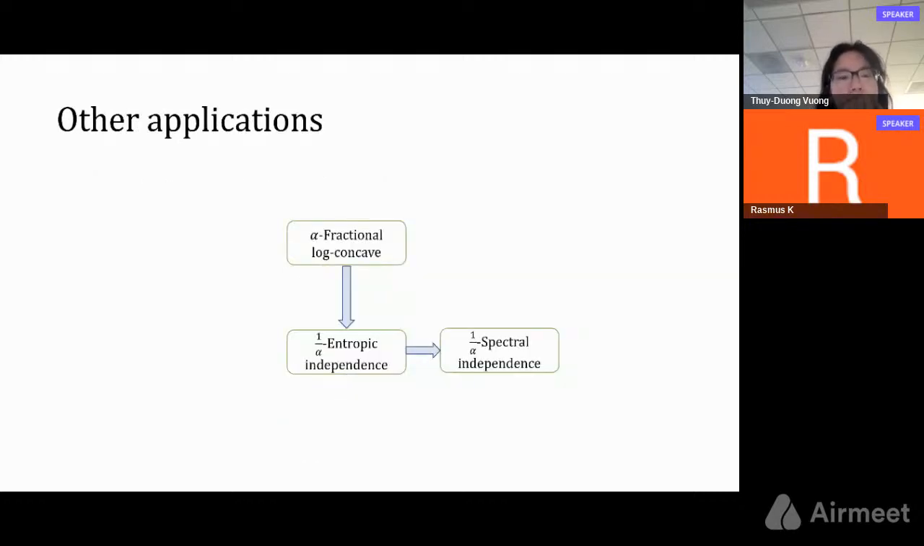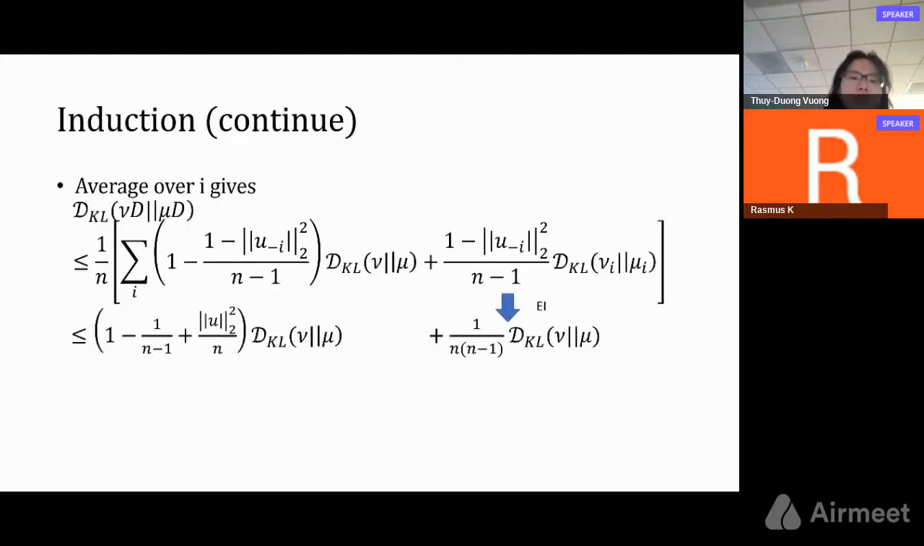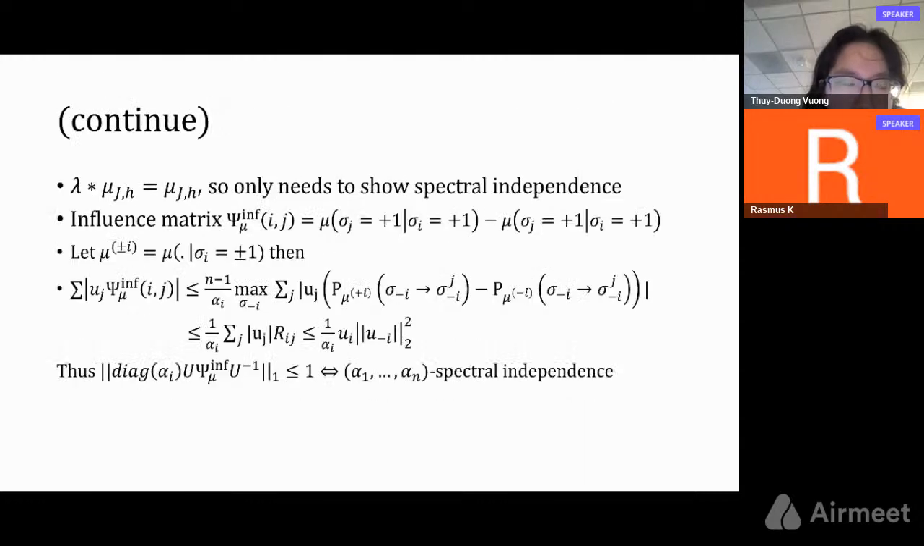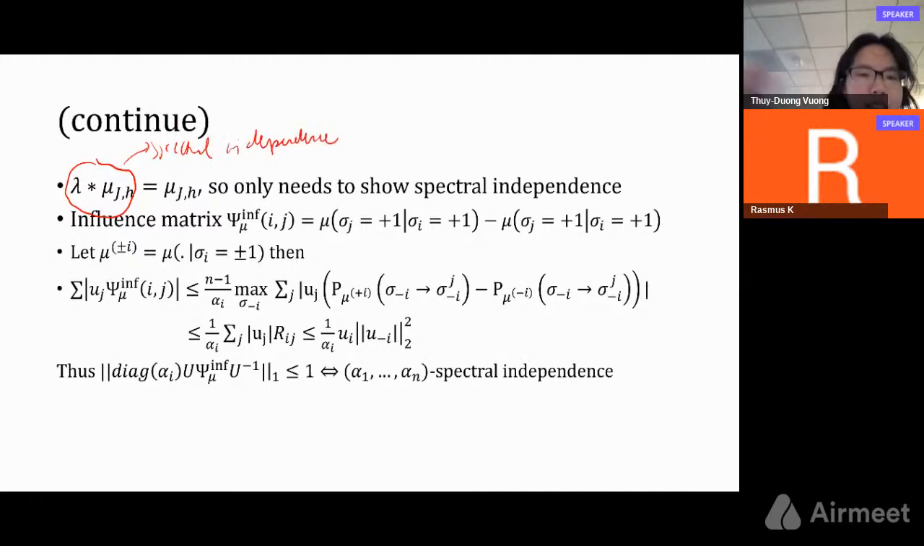Can I ask here? I think I missed why you are saying that you only need to show spectral independence here in the end. Yeah. Fractional log-concavity is equivalent to spectral independence after you apply external field to the model. So with this scaling, if you can show that this part is spectrally independent, then you are done. Then for all lambda, right? Then this is equivalent to fractional log-concavity.